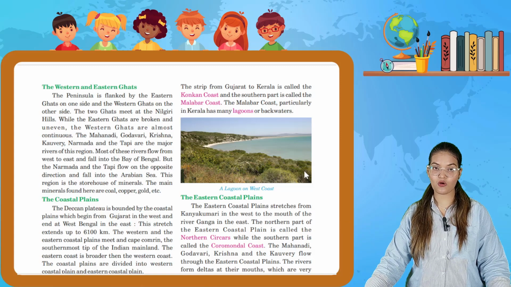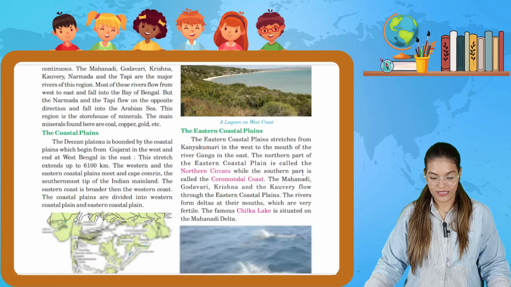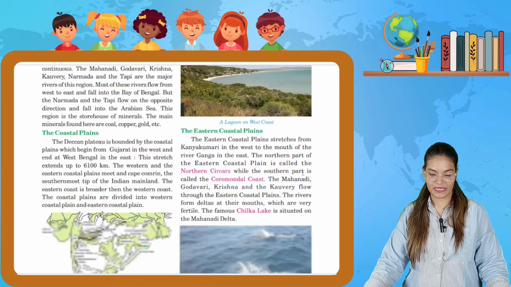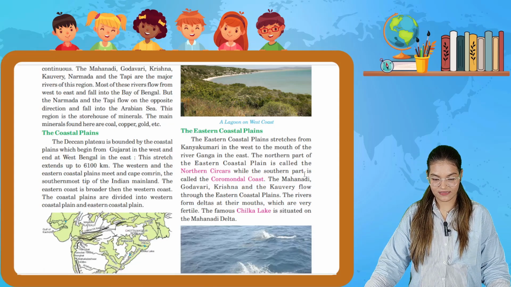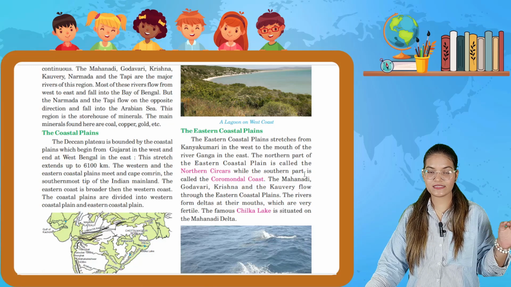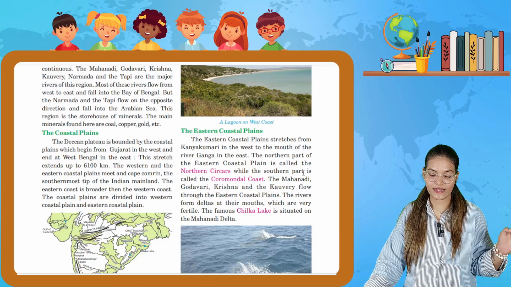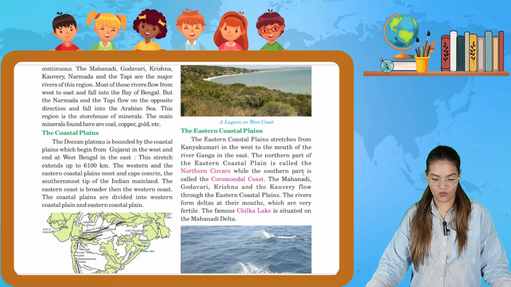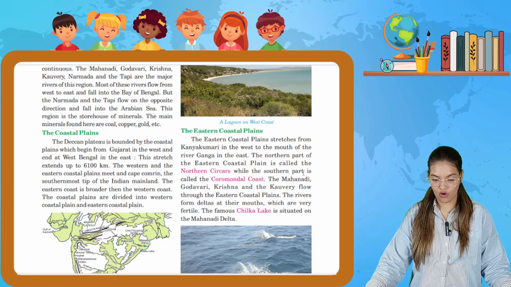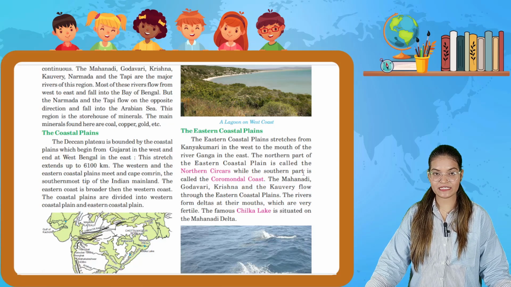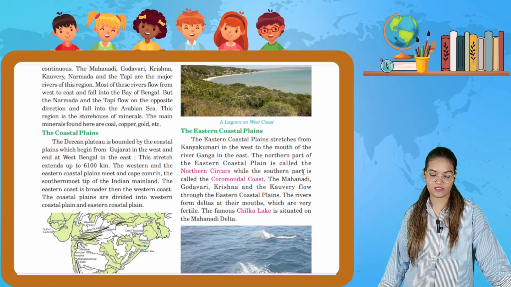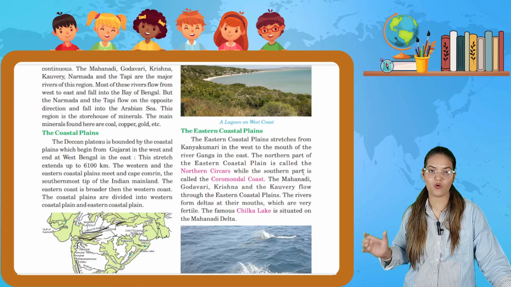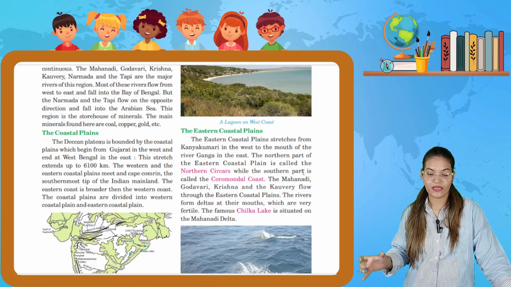Now we will talk about the coastal plains. The Deccan Plateau is bounded by the coastal plains which begin from Gujarat in the west and end at West Bengal in the east. This stretch extends up to 6,100 kilometers. The western and the eastern coastal plains meet at Cape Comorin, the southernmost tip of the Indian mainland. The eastern coast is broader than the western coast. The coastal plains are divided into western coastal plains and eastern coastal plains.